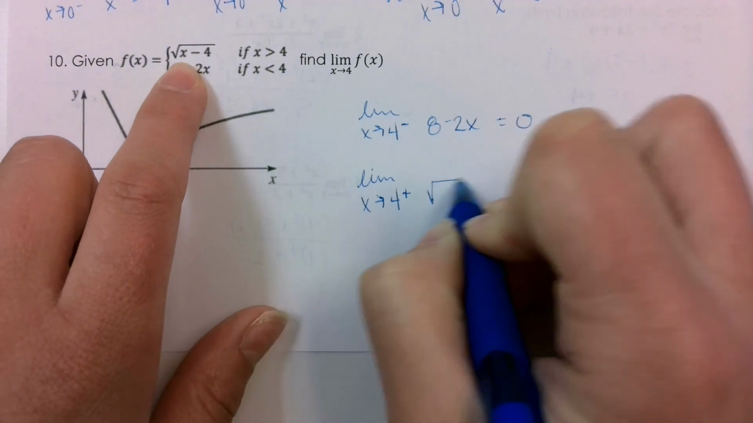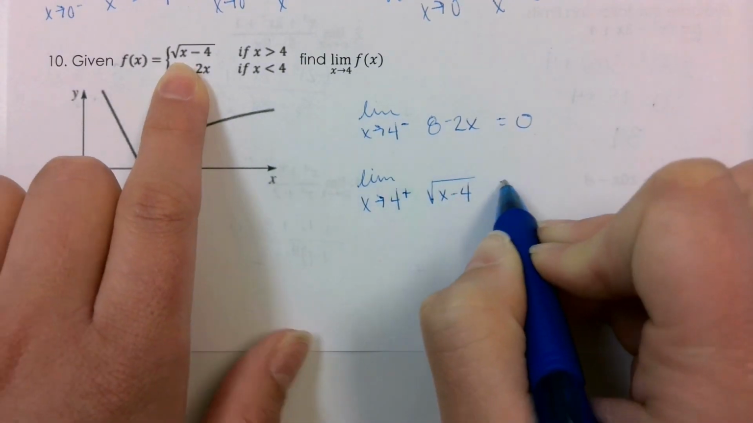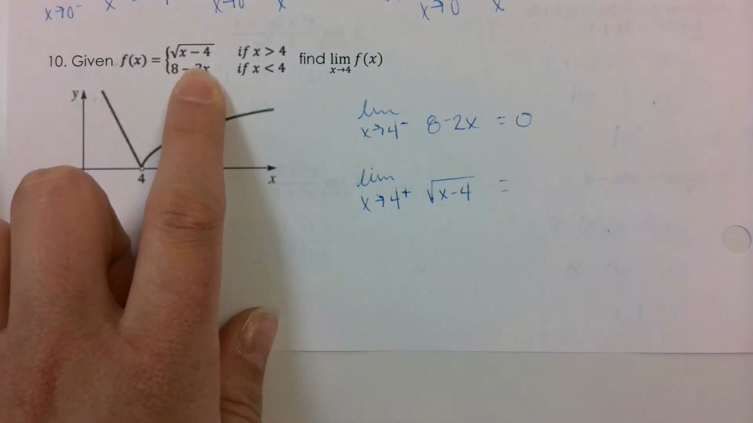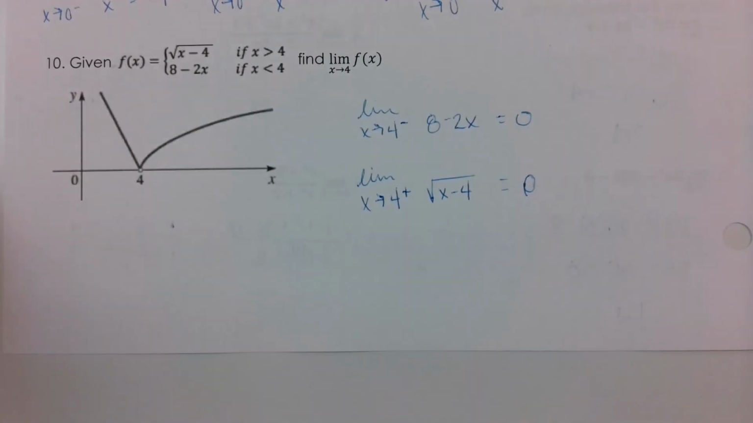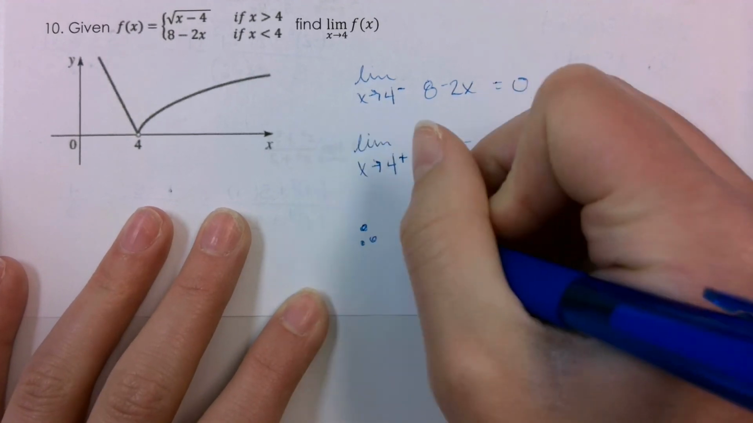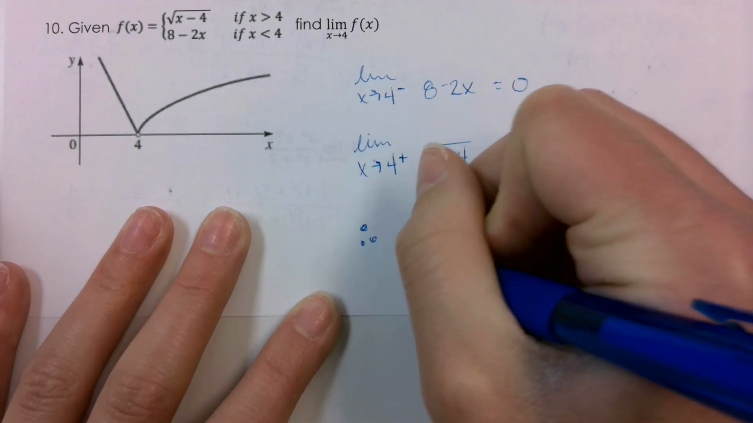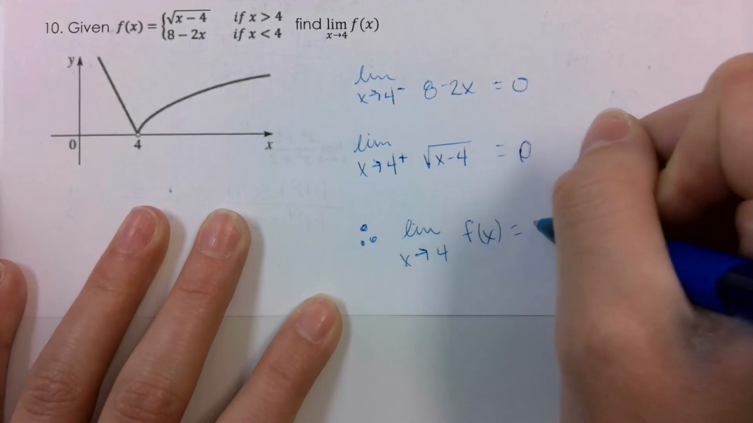So when we do the limit from the right, we'll be using the other function this time. We'll be doing the square root of x minus 4. So we'll plug in a 4 again, so 4 minus 4 gives you 0, and the square root of 0 is still 0. So does the left side equal the right side? Yes, so then we could say that your general limit, and we'll say therefore, the limit as x approaches 4 of f of x is 0.